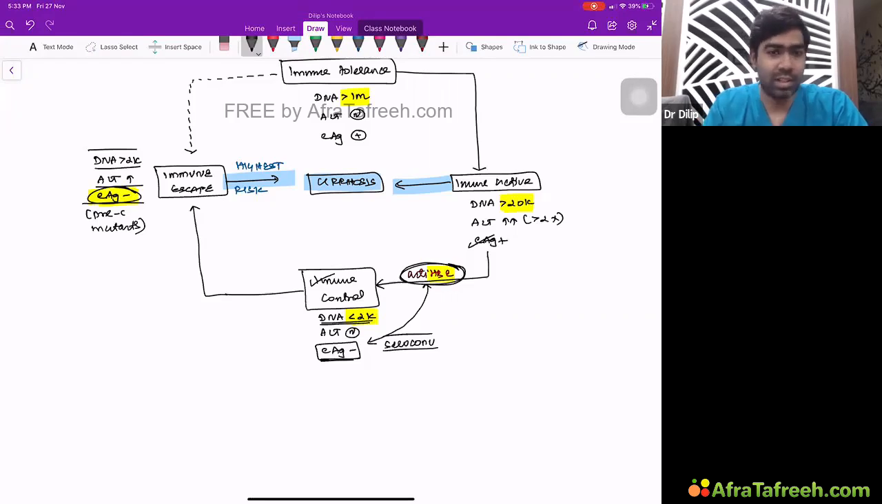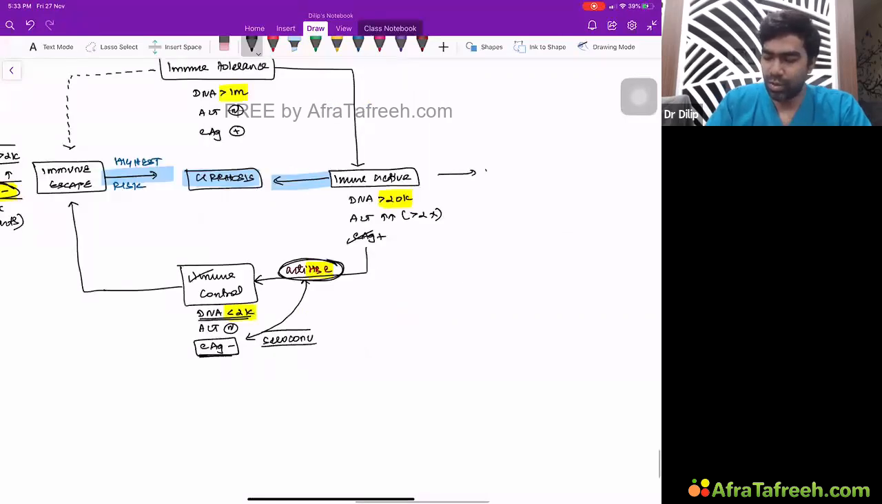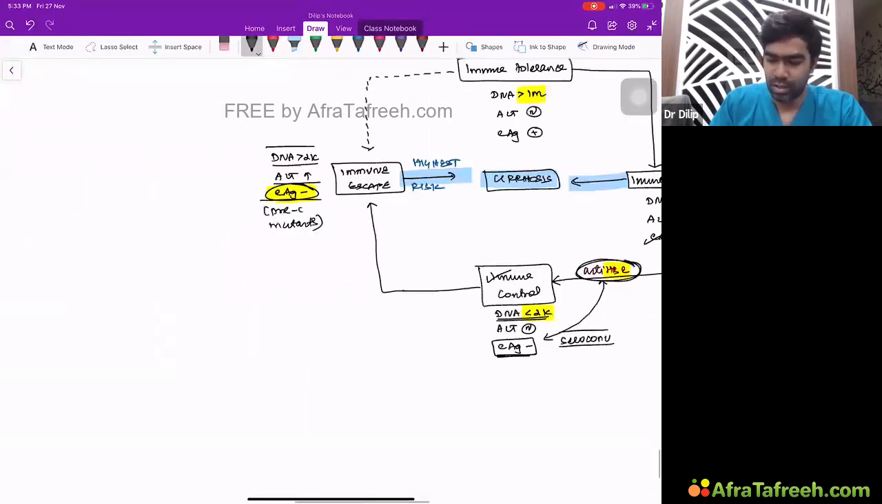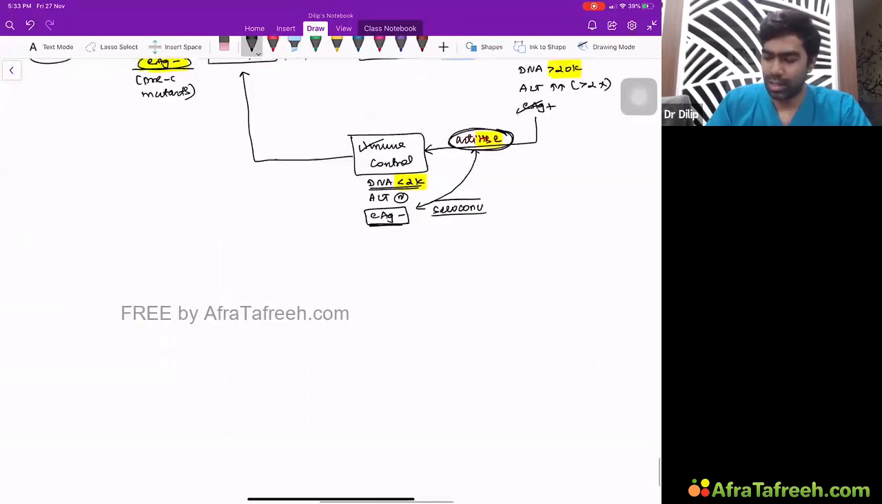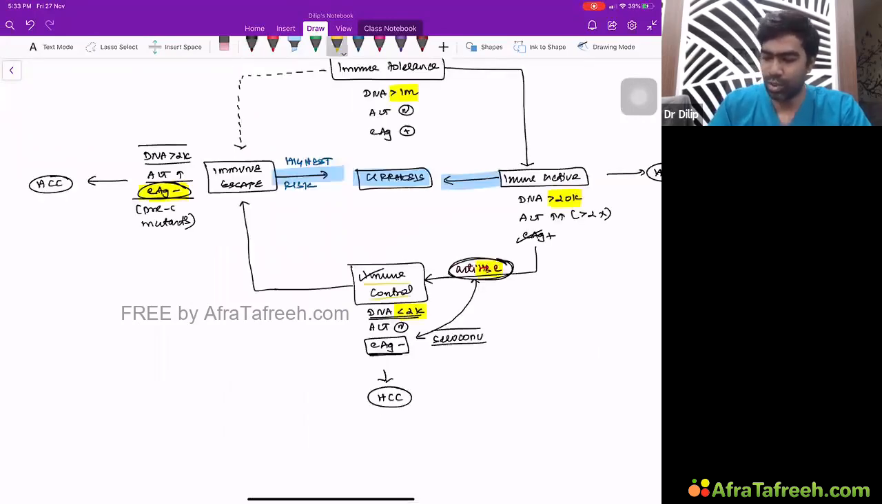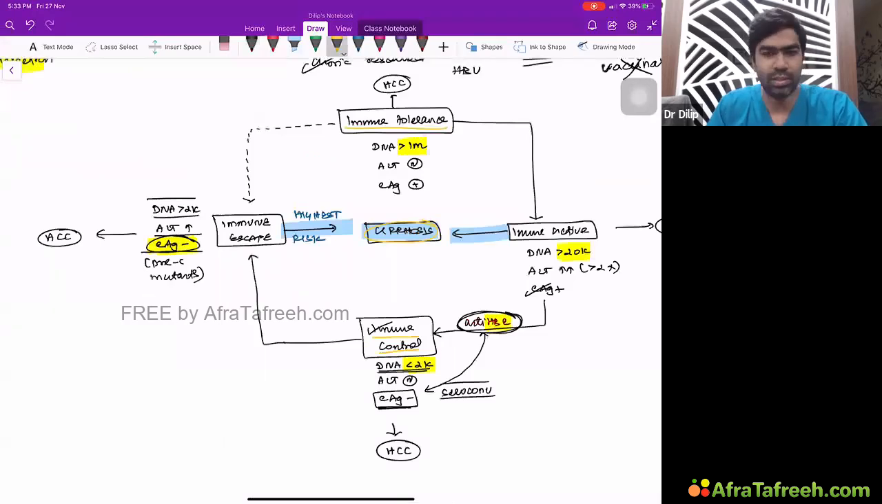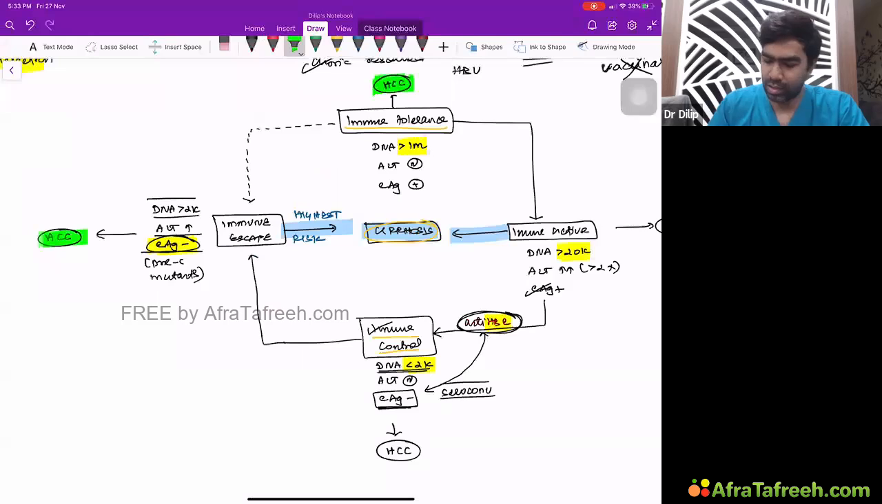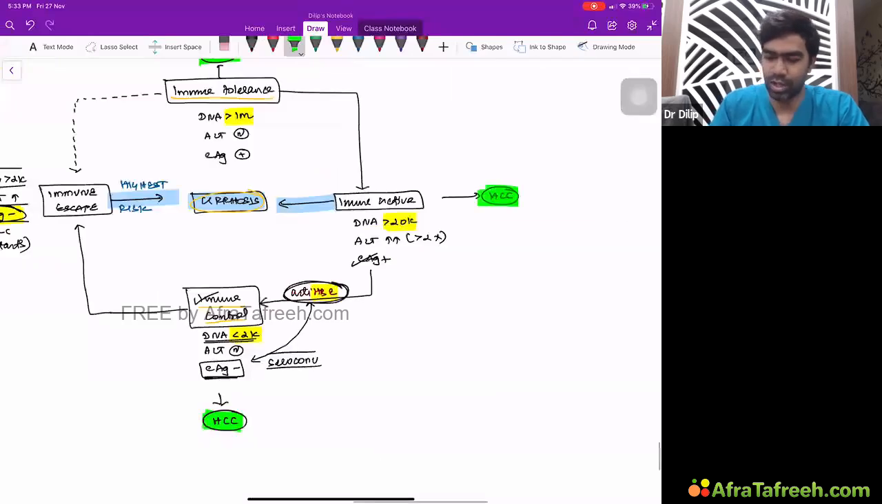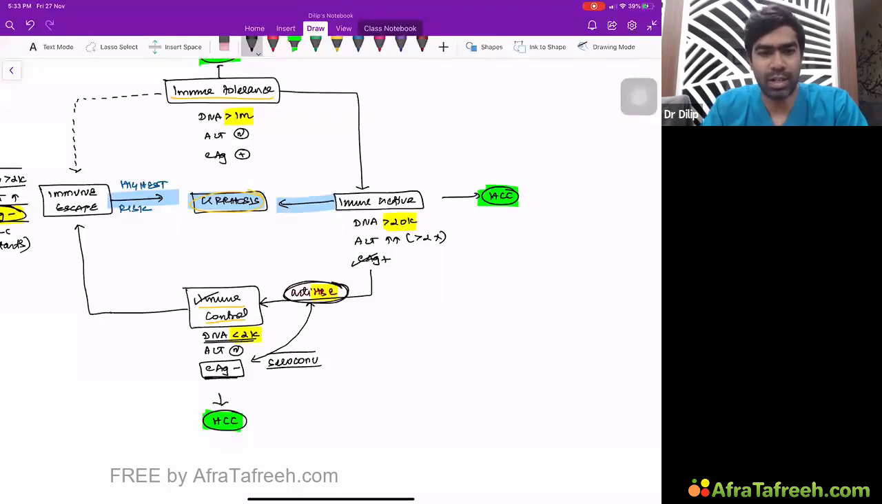But there is something else that's also happening. The patient can go for hepatocellular cancer. Remember, they can go from immune active phase, they can go from immune escape phase, they can go from immune tolerance phase, and they can go from immune control phase also. Which means usually during immune control and immune tolerance phase, the risk of getting cirrhosis is negligible or it's not there at all. But the risk of developing hepatocellular cancer is there at all the stages. Irrespective of the stage of chronic HBV, the risk of getting hepatocellular cancer is still there.